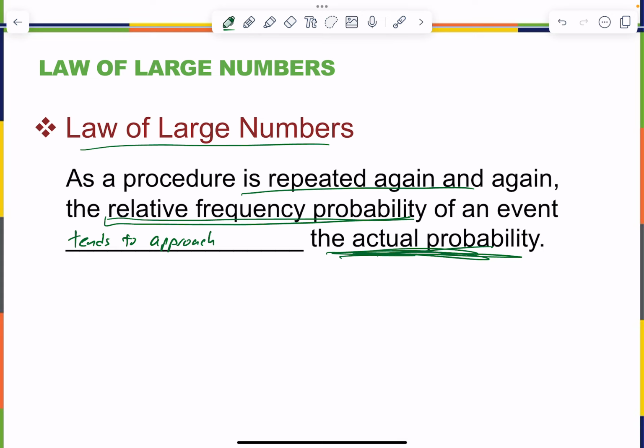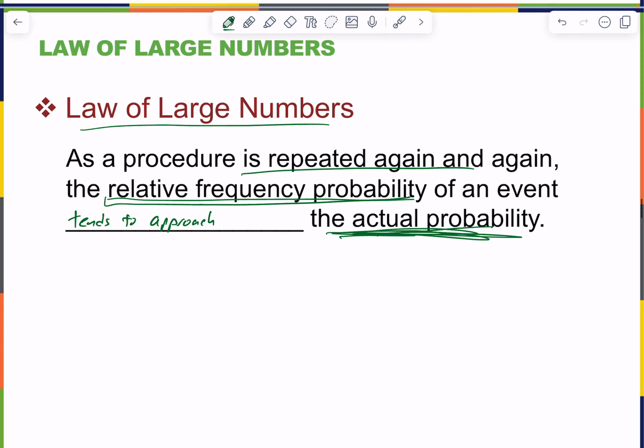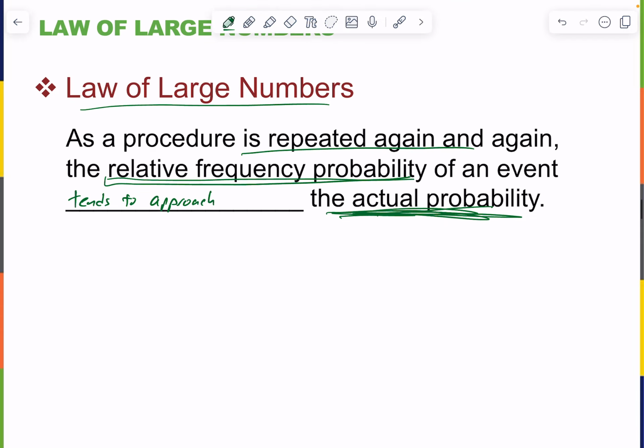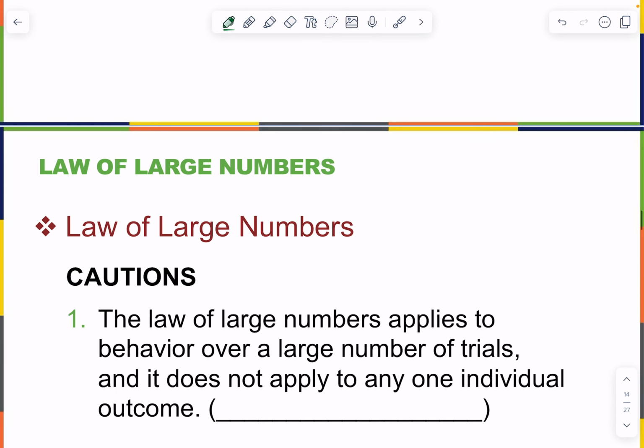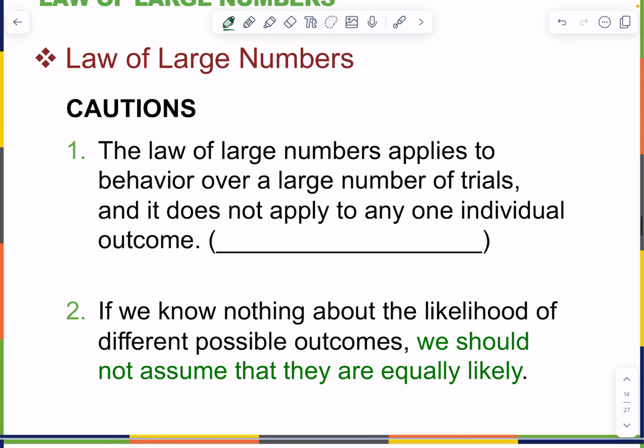That allows us to say with some degree of certainty that the probability of such and such an event is this. We don't have a theoretical means of determining that probability, but we do have a lot of data, and we can leverage that data to estimate or get a good idea of the actual probability. Okay, this comes with a caution, though.